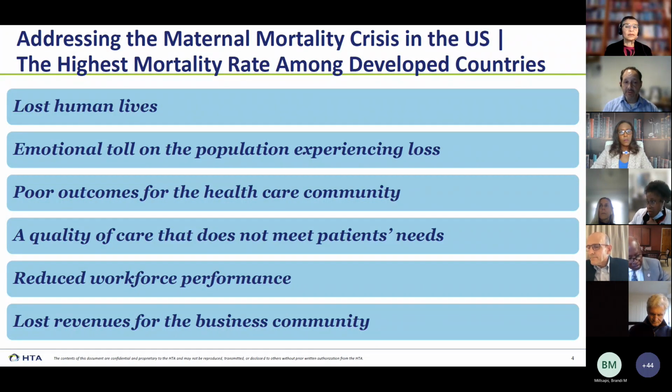Meharry Medical College is a top HBCU. They are located in Nashville, Tennessee. And we're very excited to have them here today because they're going to share with you real life solutions to the problems that we're seeing in this analytics exercise and in reality across the nation with the disparities in maternal outcomes among women of color.